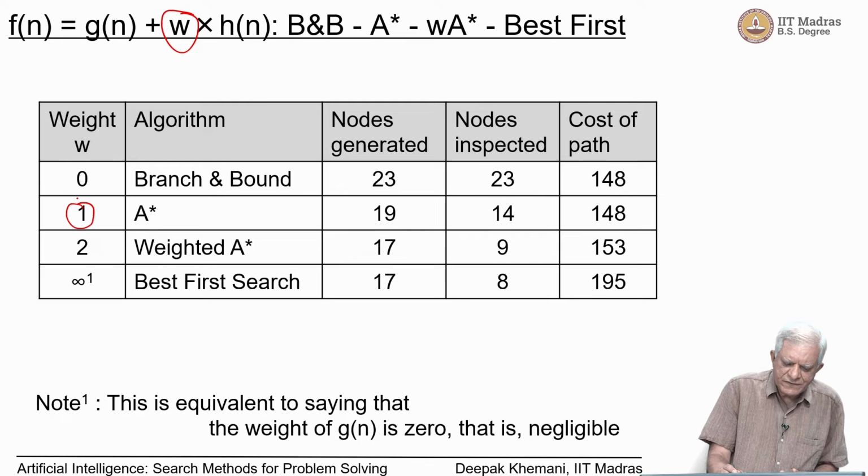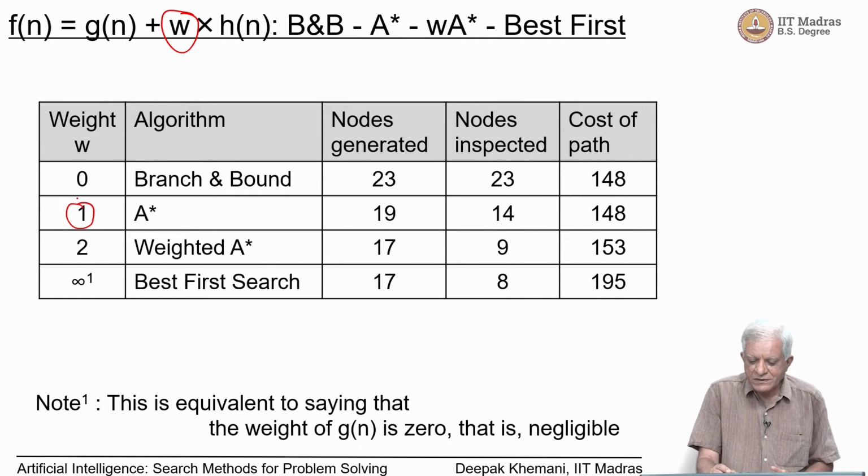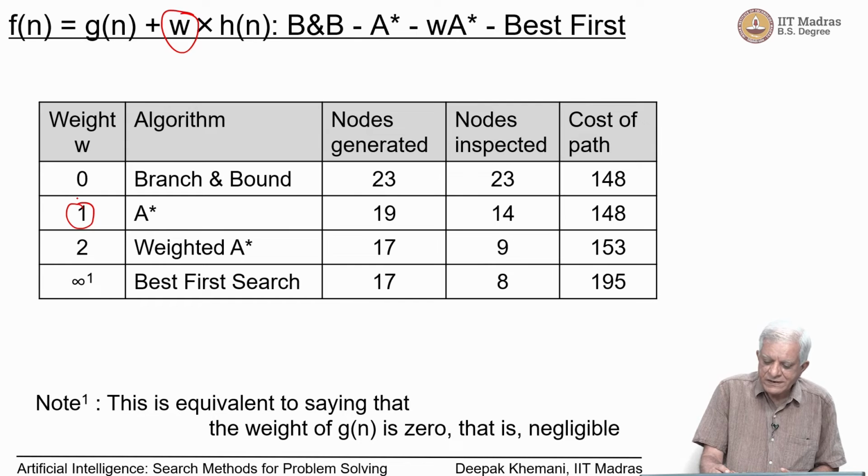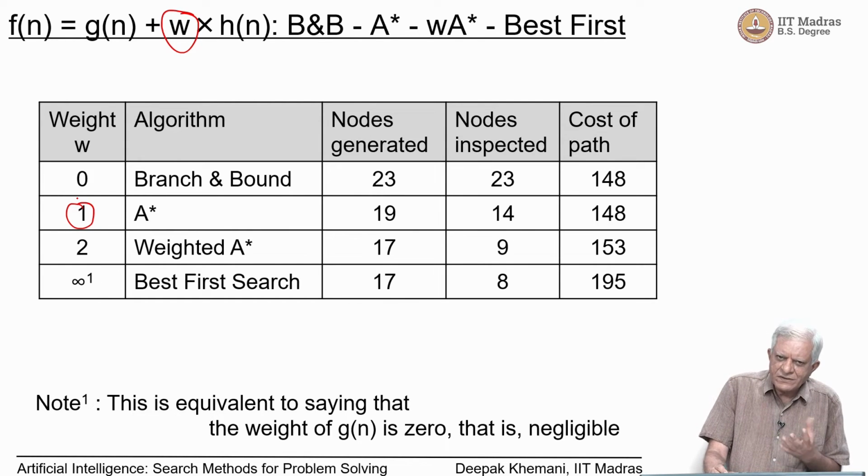Weighted A star with a value of 2 generated 17 nodes, inspected 9 of them, and as we just saw, it found the solution with a cost 153. Now, as you can see, weighted A star does not give you the optimal path. What is the reason behind that?